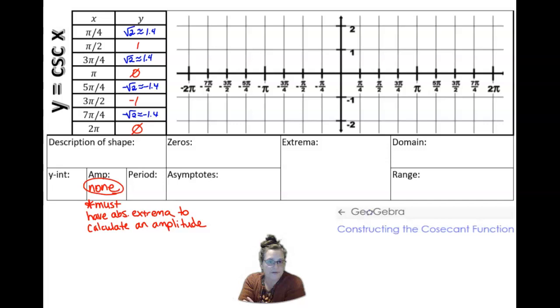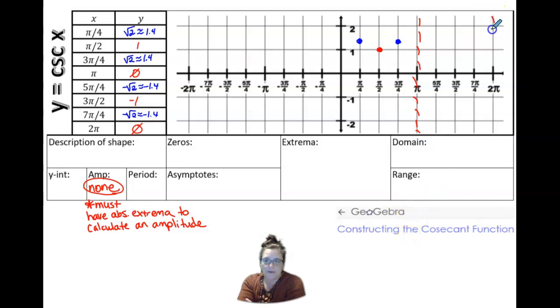So let's see what that looks like on the graph. So at pi over 4, we have a point at the square root of 2, which is 1.4. So right under 1.5. Then at pi over 2, we have a point at 1. At 3 pi over 4, we're headed back up now to square root of 2 again. And then at pi, the function is undefined. So we're going to have a vertical asymptote represented by a dashed line at pi.